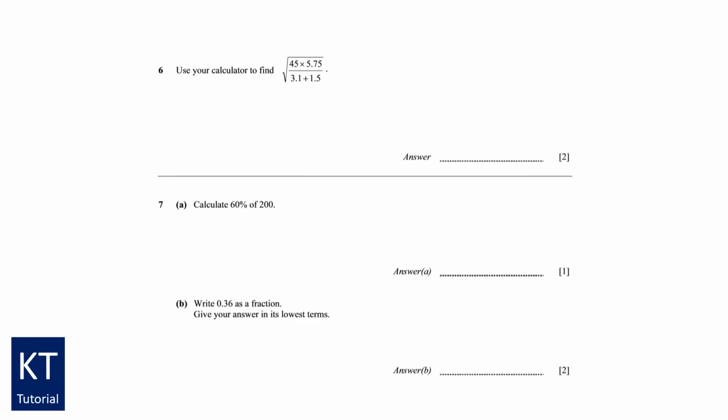Question 6. Use your calculator to find the stated expression. This is 7.5. Question 7a. Calculate 60% of 200. The math should take us to 120. Next, write 0.36 as a fraction. Give your answer in its lowest terms. This would be 36/100 in its raw form, which would translate to 9/25 as its lowest terms.